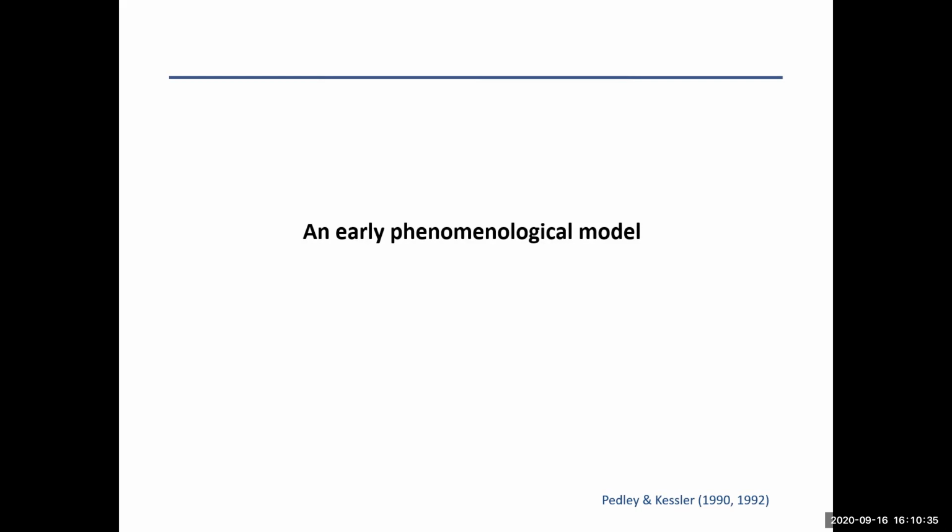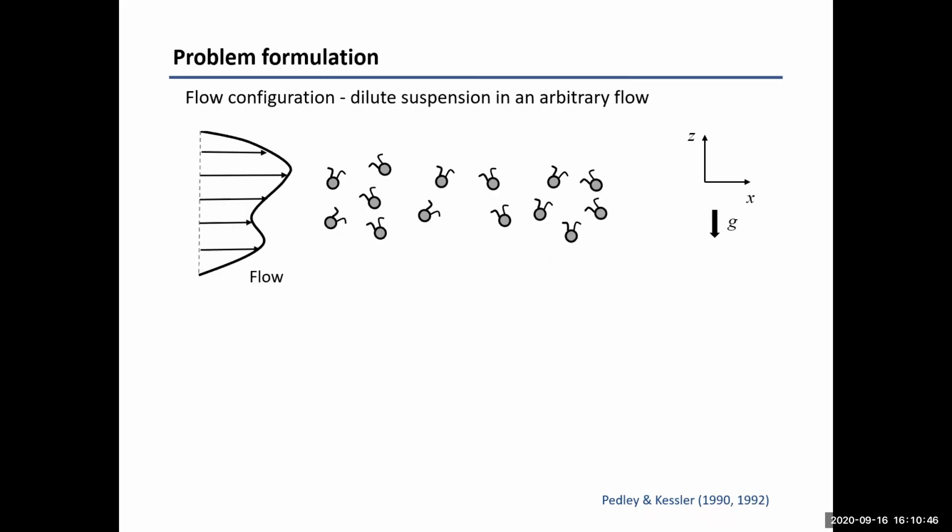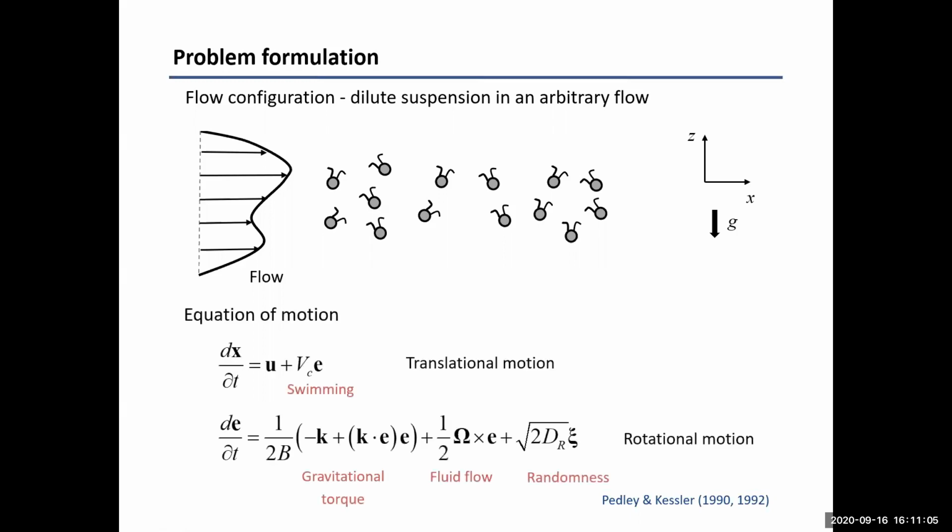So let me first start this talk by introducing an early phenomenological model, which was introduced by Hadley and Kessler. Before that, let me try to formulate the problem. I'm going to consider any random, arbitrary flow in which lots of swimmers are suspended. In this particular talk, I want to consider a gyrotactic swimmer, like Chlamydomonas or Dunaliella or Volvox or Heterosigma.